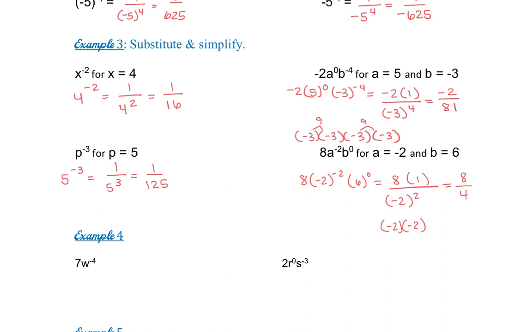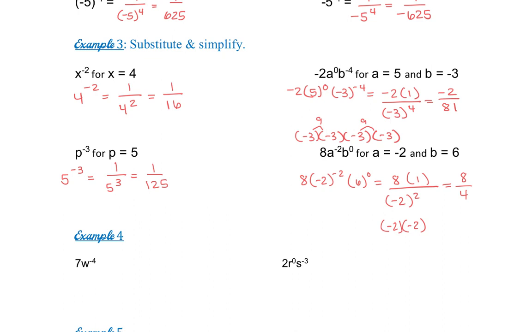Then for our next one, we have to substitute in negative 2 for A and 6 in for B. So when we do that, we get 8 times negative 2 to the power of negative 2 times 6 to the power of 0. First thing I'm going to do is move that negative 2 to the power of negative 2 to the denominator because I want to make that negative 2 exponent positive. And then 6 to the power of 0 is 1. Anything to the power of 0 is always going to be 1.